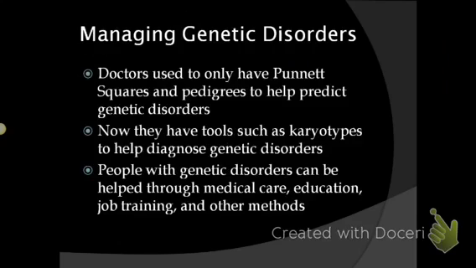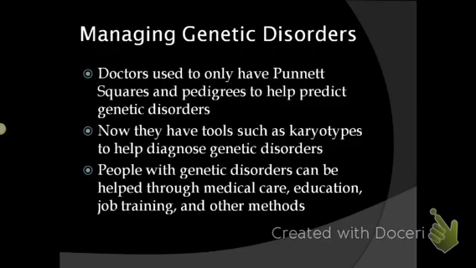Doctors used to only have Punnett squares, and you know what those are, and pedigrees, and you know what those are, to help predict genetic disorders. But now we have karyotypes, which is the picture that I showed you before, the picture of all the chromosomes. People with genetic disorders can be helped through medical care, education, job training, and other methods. But it's not going to ever go away. A genetic disorder is not going to go away.